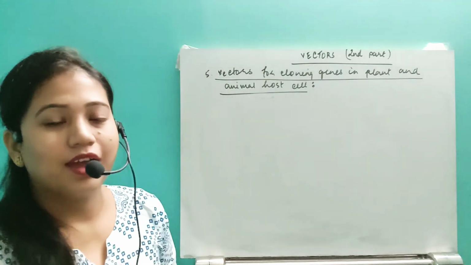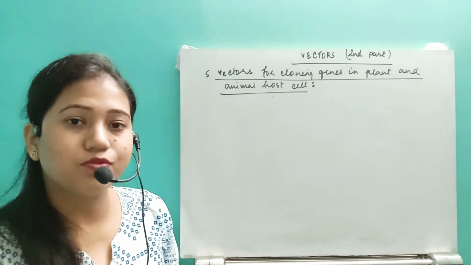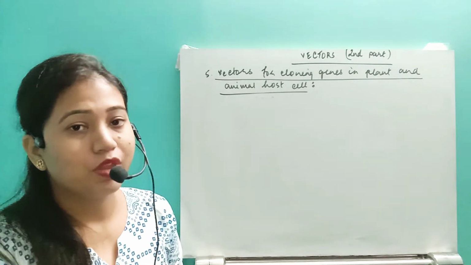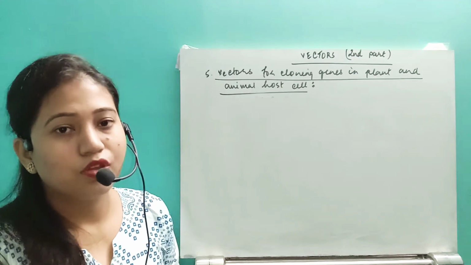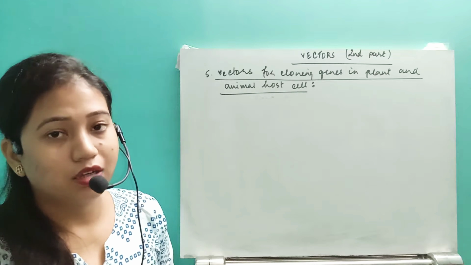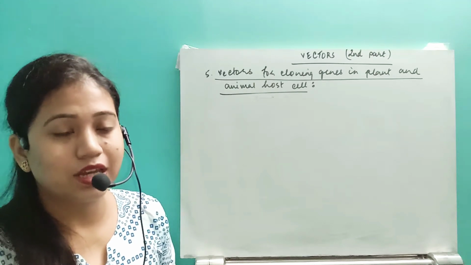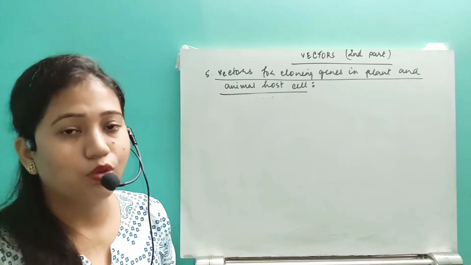Hello students. In the last video we started the vectors. The first part of the vector we completed, where I gave the characteristics of the vector and the different sites. So the four sites we have discussed. What are they? The first site that must be present in one vector is the OD.